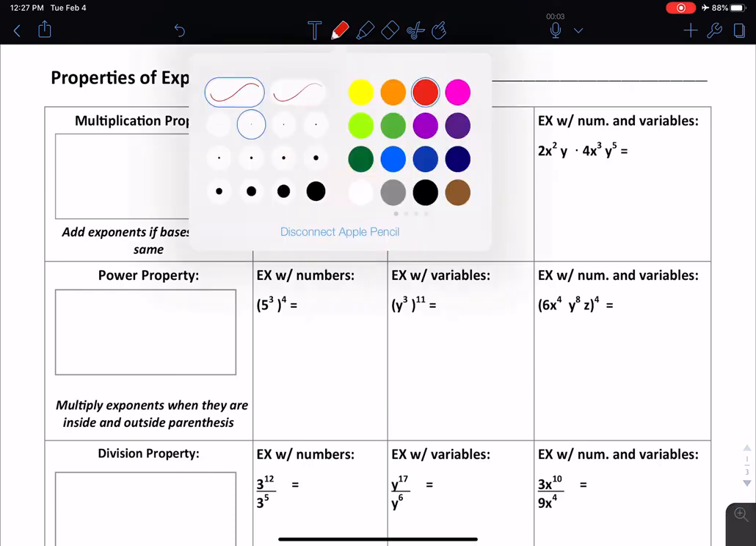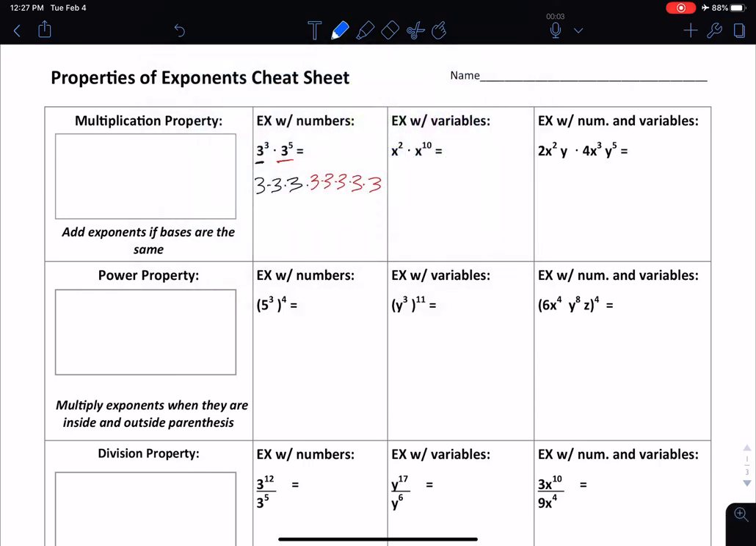So then, to write my answer, I'm going to write the total. The exponent is going to be my total number of 3s I have. So I keep the same base, which is 3. And I have 3 in black and 5 in red. So I have 8 3s total, so my exponent is 8.